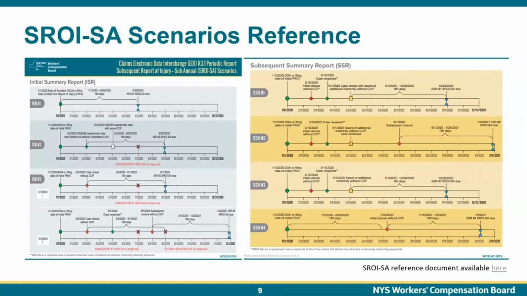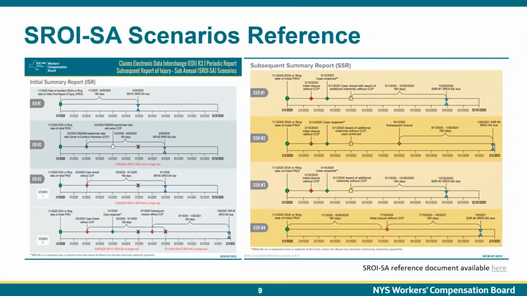Scenario 3 actually has two scenarios within it, 1 and 2. In one of those, we close the case without a CCP, and that case actually closed just 3 months after the initial filing of the first report of injury. When that happens, the due date actually resets, so it would only be due on September 1st in that scenario, 180 days from that March 5th date. Again, if you were to file one on, for example, July 1st, it would not reject. We would accept that additional Troy SA if you wanted to submit it anyways.